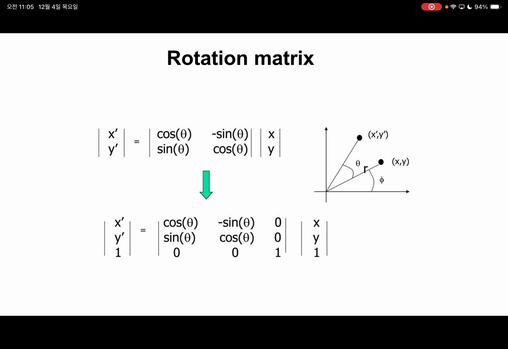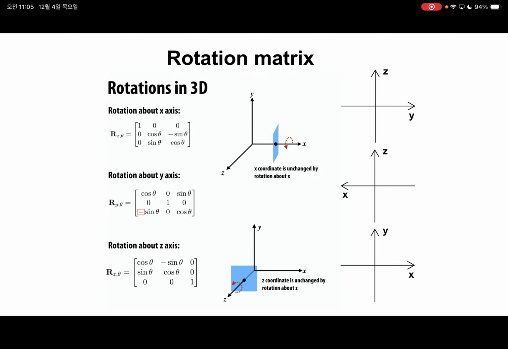And rotation matrix, this is the 2D rotation matrix. We learned this in high school. And then we now try to expand this to 3D space. So this is the 2D rotation matrix, and this is 3D on the XY plane, right? And this one shows the rotation matrices in 3D. So we have 3 axes in 3D, right? X-axis, Y-axis, and Z-axis. So we can rotate about each axis: rotation about X-axis, rotation about Y-axis, rotation about Z-axis.